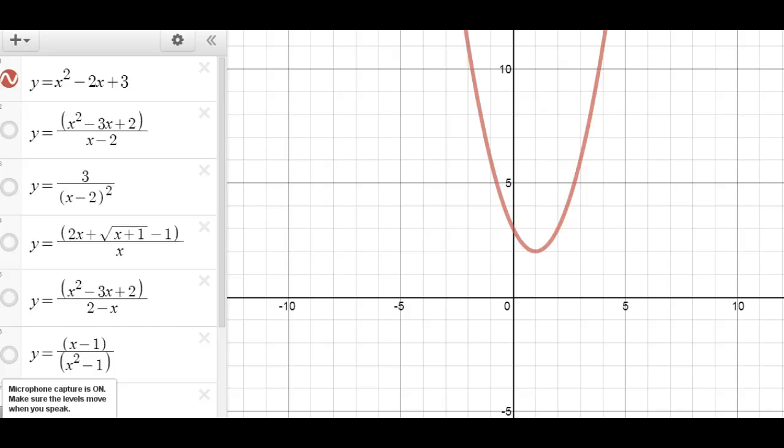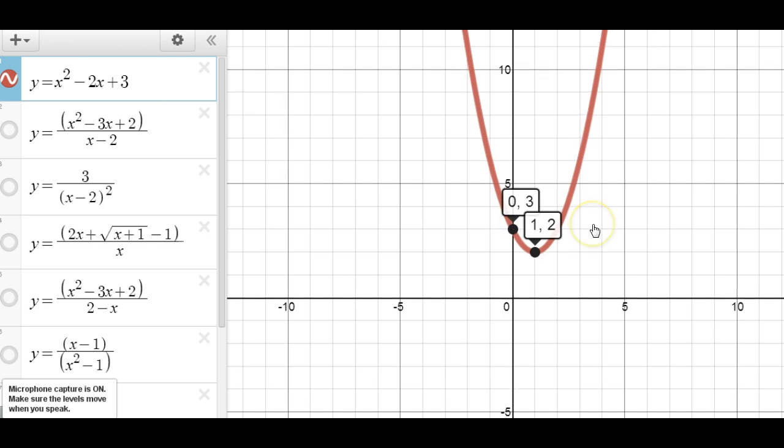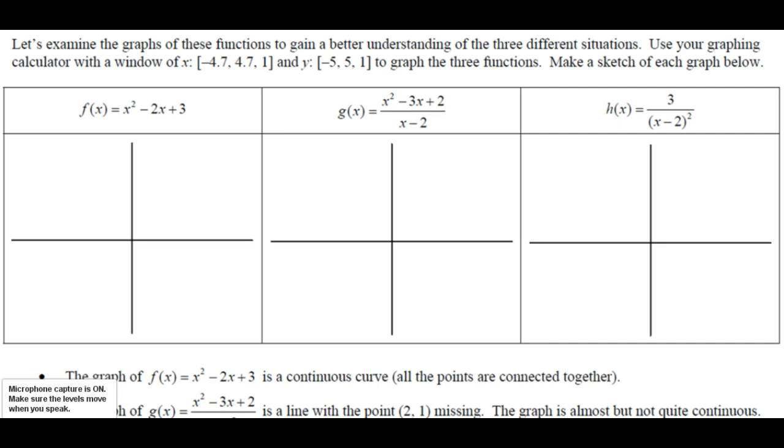So I'll give you a moment. You can sketch that out. I'll sketch it out. What do we got? We got a vertex at 1, 2. We got that 0, 3. Okay, so vertex here, and that's at 3. Make a sketch of each graph below.